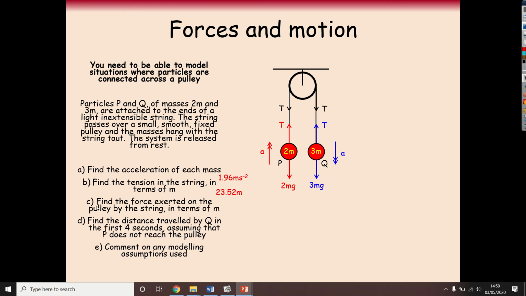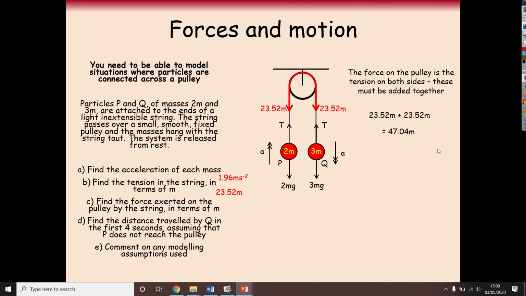Okay, find the force exerted on the pulley by the string. So we've now got these two, if we look at just the pulley, we've got two forces acting on it in the same direction, thankfully, as well. So if we want the total amount of force exerted on it, you just add these two T's together. I know it's 23.52 m, and we've got two of them, so add them together. 47.04. In year 2, in year 13, you're going to be doing this with different directions. Maybe this one's coming out at an angle. We'll deal with that when we come to it. But for this one, it's just adding them together.